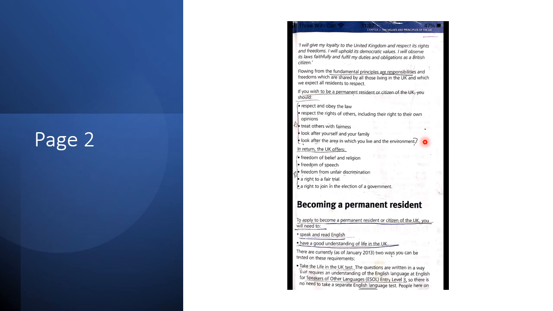Okay, now we will go step by step. On the previous page you learned 5 fundamental principles of UK life. Here these are the 5 basic responsibilities of every citizen or every resident. Okay, now in response, what happens in return? The UK offers you 5 things.